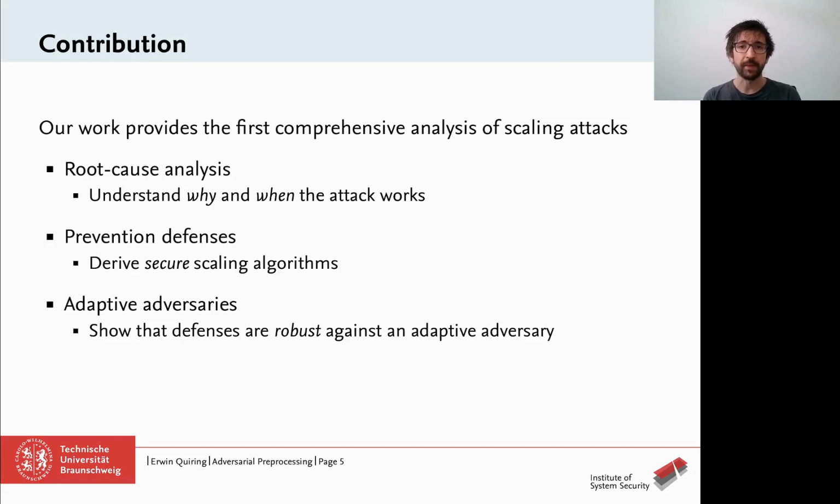The previous slides strongly underline the severe impact of scaling attacks and therefore the need for a comprehensive analysis of these attacks. In our work, therefore, we analyze the root cause of these attacks so we can really understand why and when the attack works. This allows us to derive defenses that prevent the attack. And of course, we consider an adaptive attacker who knows about the defense, and we show that it is still not possible to circumvent the defense. In this talk, we will look at the first 2 points, the root cause and the defenses.